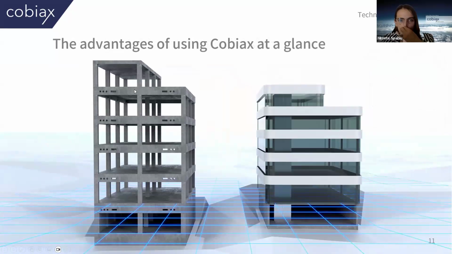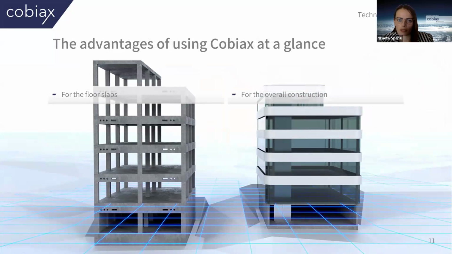So, the advantages of using Cobiax at a glance. We have advantages for the floor slabs. If we use Cobiax, we can make a thinner slab. If it is planned to be a 30 centimeter solid slab, we can without fear make a 28 centimeter Cobiax slab, and we will have the same deflection. By making a thinner slab, we will have more height in the room, and the usage of the room will be improved.